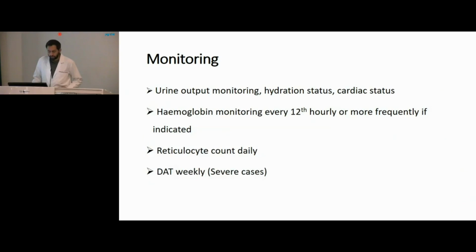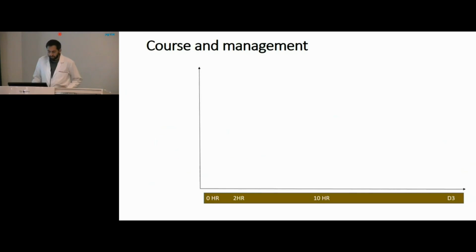The third important step is monitoring, where we have to monitor urine output, hydration status, and cardiac status. Hemoglobin monitoring should be done periodically and more frequently if indicated. Reticulocyte count daily and direct antiglobulin test weekly in severe cases. So, course and management in emergency.